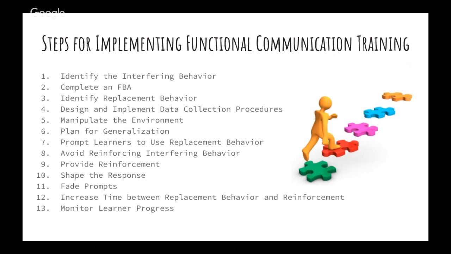The 8th step is to avoid reinforcing the interfering behavior. The 9th step is to provide reinforcement. The 10th step is to shape the response. So we want to initially accept and reinforce approximations of the replacement behavior and then require closer approximations if needed.